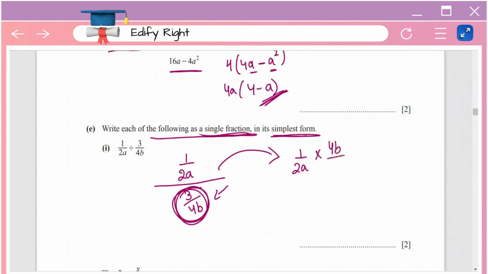So that would simply be 4b upon 3, and put a multiplication sign in between. So this is applicable to any sum where you have a fraction in the denominator. You're going to take its reciprocal and put a multiplication sign in between. So now as you can see, 2 times 2 is 4, so it is 2b upon 3a. So that's the simplest form of this question.